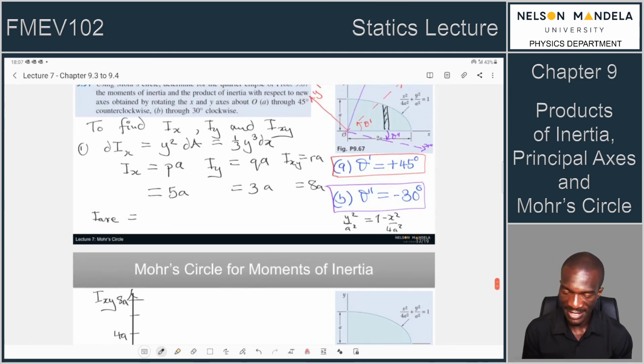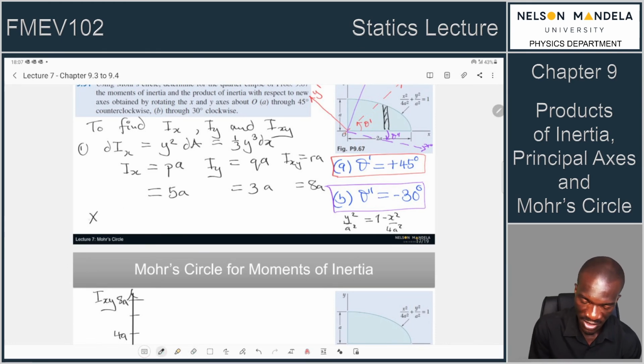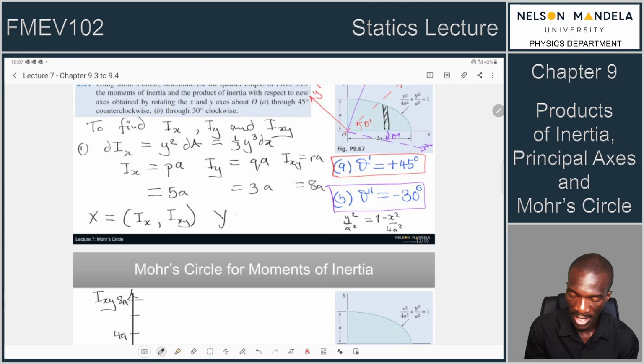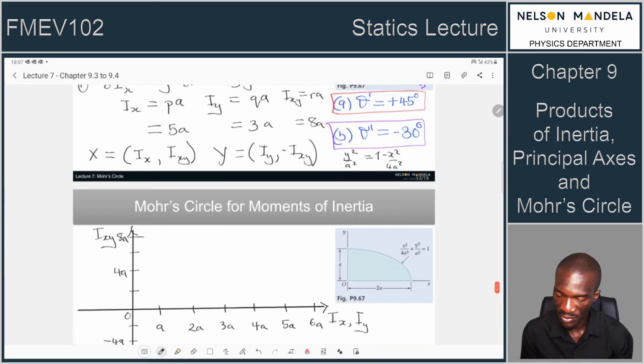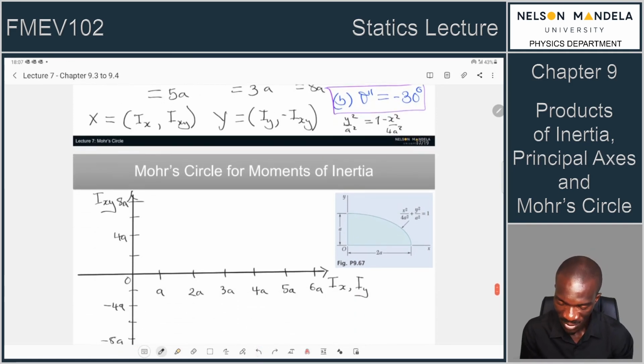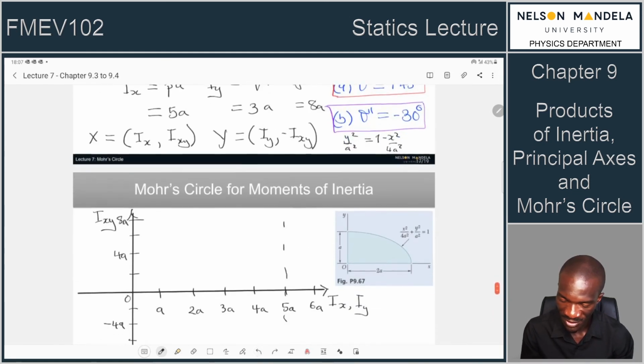So let's find the x position. The x position is a position for the original axis, and its coordinates are the moment of inertia and the product of inertia. How about y? Y is also another location, and its coordinates are the moment of inertia about the y-axis and the negative product of inertia. So what is the moment of inertia? We said it is equal to 5A, so it's located somewhere here. The product of inertia, we said it's 8A, so it's located at that point.